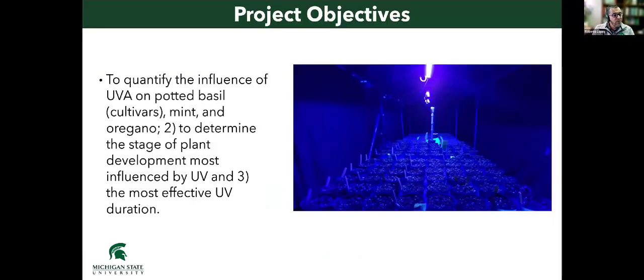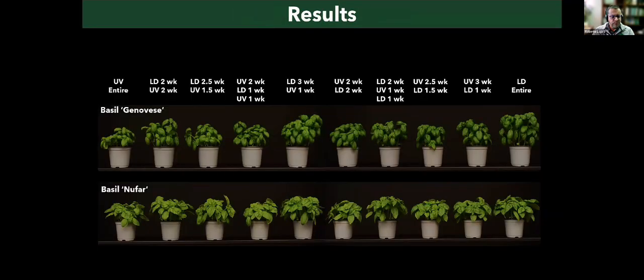And our objectives here are to determine if UVA light can be used on a wide variety of culinary herbs, and to really determine at what stage of development that UV light is going to affect stem elongation, as well as determining what the most effective duration of UV exposure is. So again, here are some of our results.